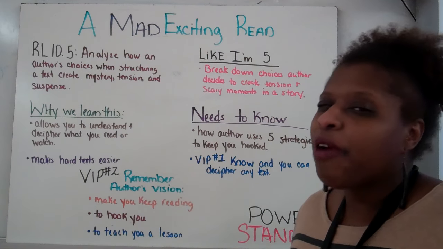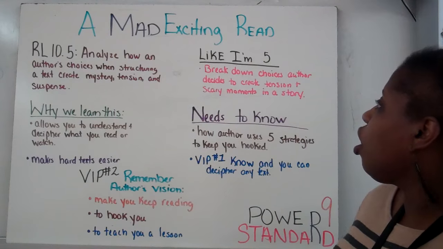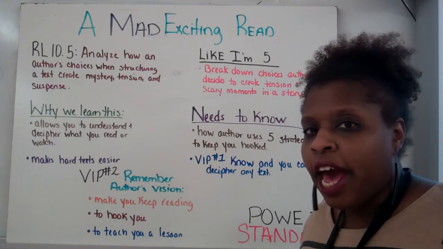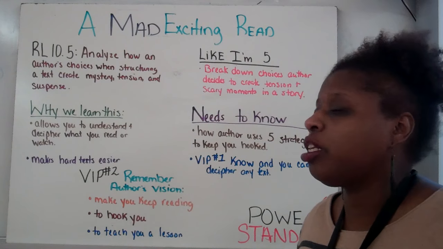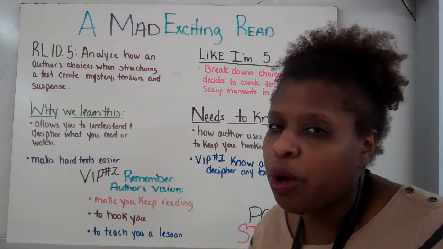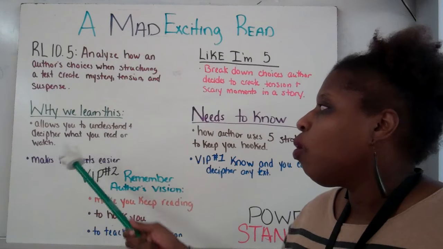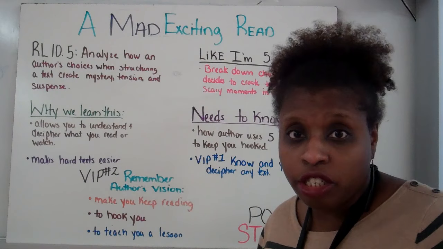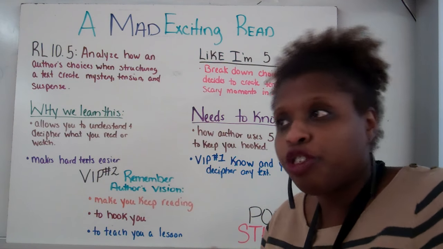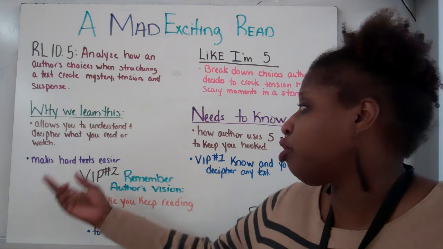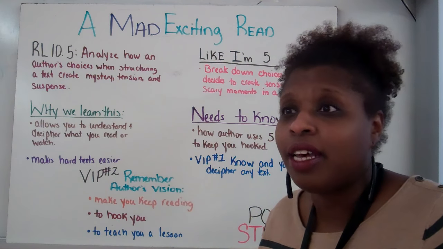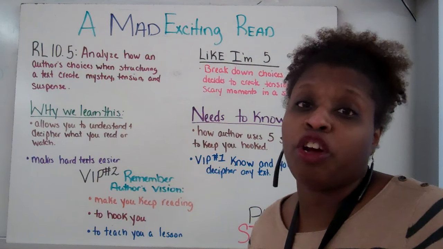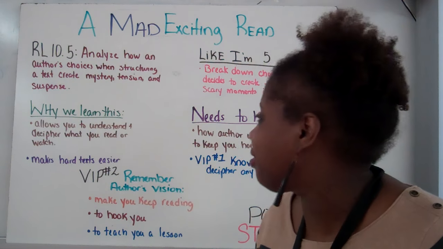Now, how do you break it down like I'm 5? Well, you're going to break down the choices the author decides to use that create mystery, tension, and suspense. So, why do you have to learn this? Well, it allows you to understand and decipher what you read or what you watch. You'll be able to know the tricks of the trade, and make harder texts easier, or make those movies that are really confusing a little bit easier when you know the tricks that the author or the writer is using.